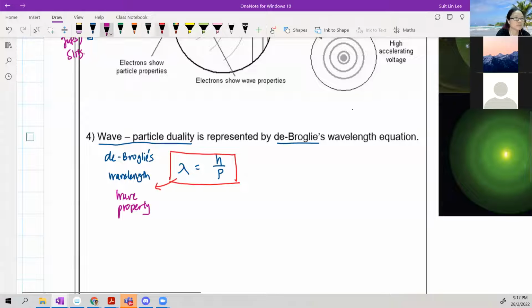And this momentum is a particle property. Momentum, particle property.